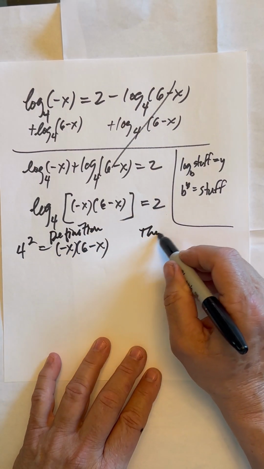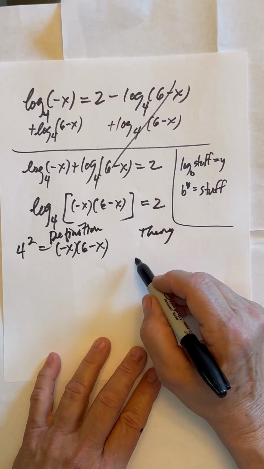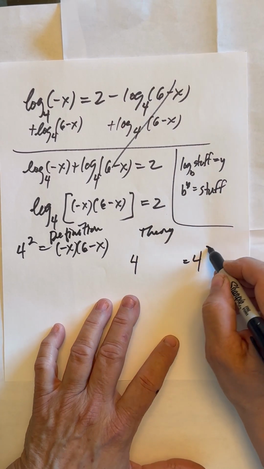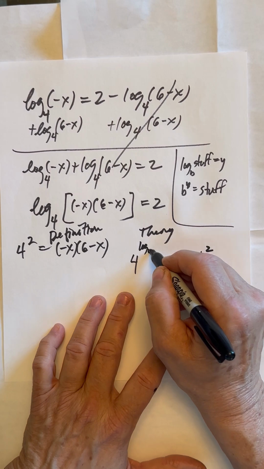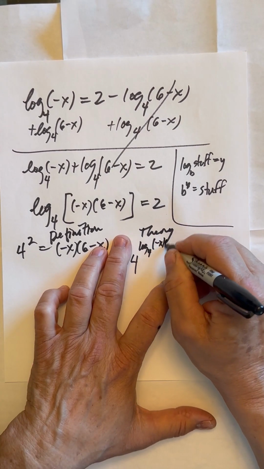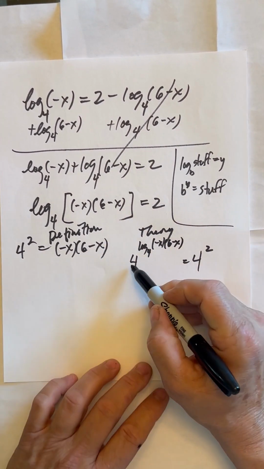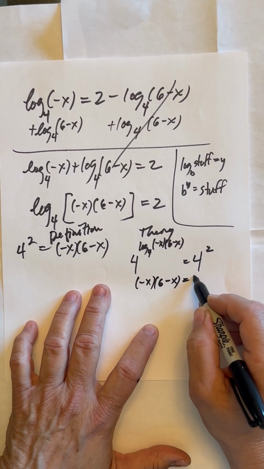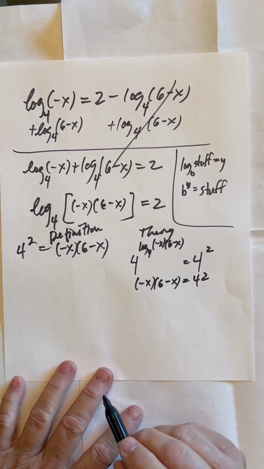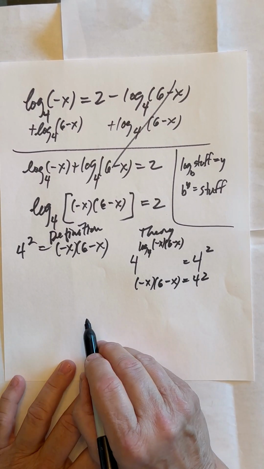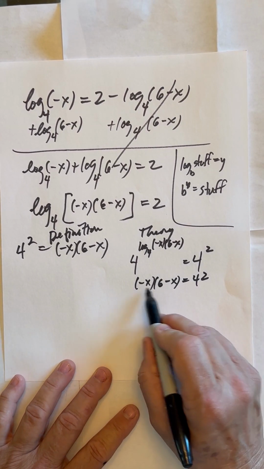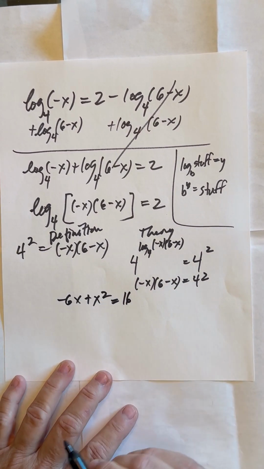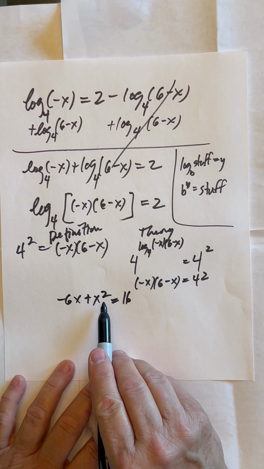Or I say by theory, you're going to raise 4 to both sides. And here you're going to have 4 to the log base 4 of negative x times 6 minus x. These undo each other. What are you left with? Negative x times 6 minus x equals 4 squared. Of course, in either place, you get to the same place. So now when we distribute, you have negative 6x plus x squared equals 16. That's a quadratic, right? Second power. So move everything.